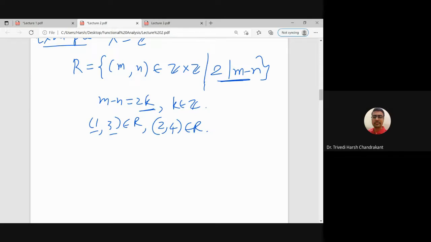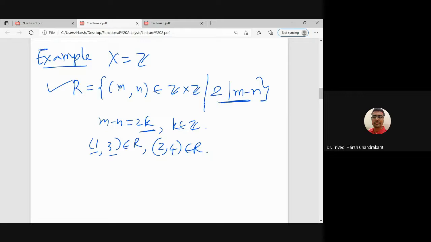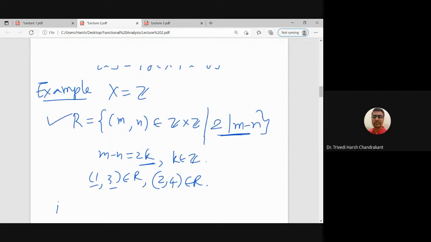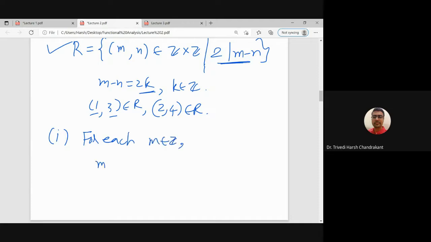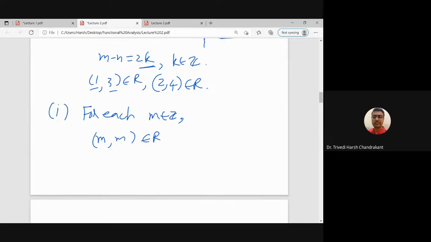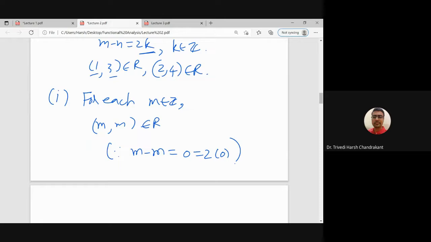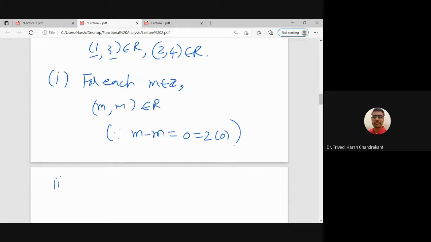Now the question is whether this is an equivalence relation. So how to check? First property is reflexive. So reflexive means for each m belongs to Z, (m, m) belongs to R. So is it true that (m, m) belongs to R? That is true because the difference m minus m is 0, which is 2 times 0, right? So therefore for every integer m, (m, m) belongs to R.